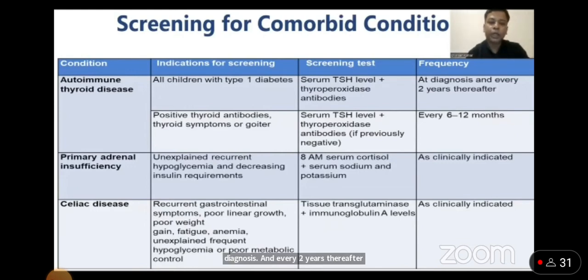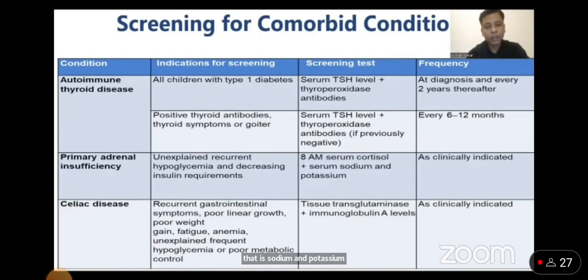In patients with positive thyroid antibodies and symptoms of hyperthyroidism or goiter, serum TSH level with thyroperoxidase antibodies, if previously negative, should be done every 6 to 12 months. Second entity is primary adrenal insufficiency. In cases of type 1 diabetes with unexplained recurrent hypoglycemia and decreasing insulin requirements, the test is 8 am serum cortisol and serum electrolytes, that is sodium and potassium.